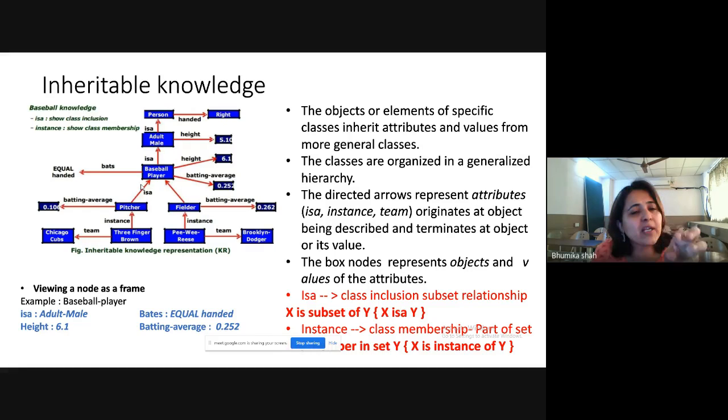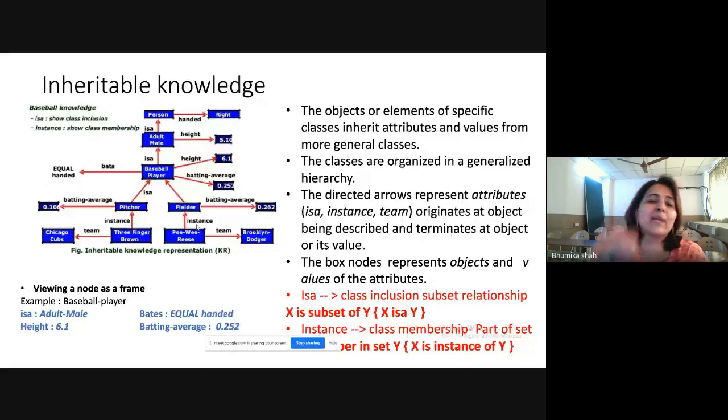As soon as we have the value of handed as right over here, that value is going to be assigned to the bats attribute with baseball player, because it says bats is equal to handed. So here also we will have the value right. Are you getting this? So this is how we are going to interpret this.